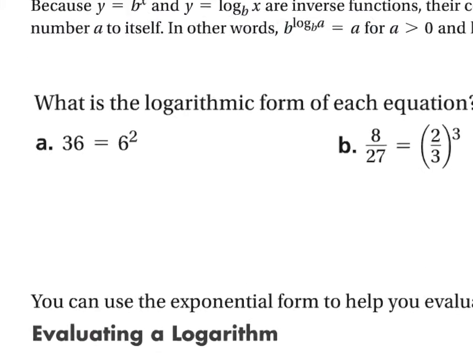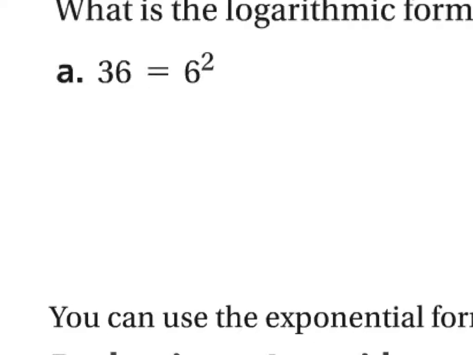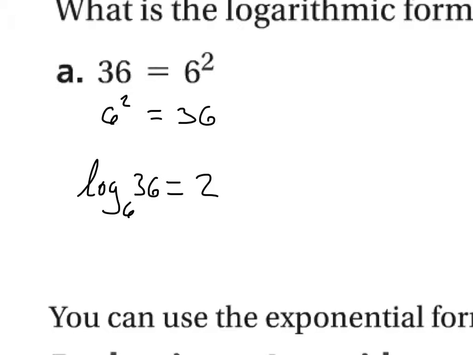So looking at part A here, again, to stay consistent with how I'm looking at these things, I would flip this around. 6 squared equals 36. And so now I'm going to write log, and what's that going to equal? 2. The log is the exponent. What's the base of the exponent? 6. So what's the base of my log? 6. And so log base 6 of what? 36. Log base 6 of 36 equals 2.